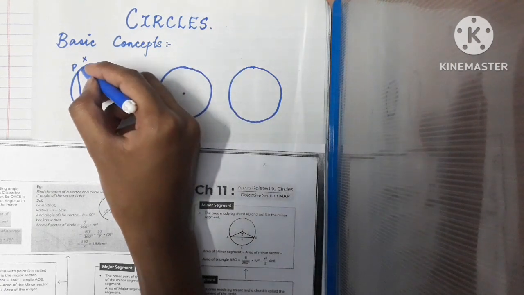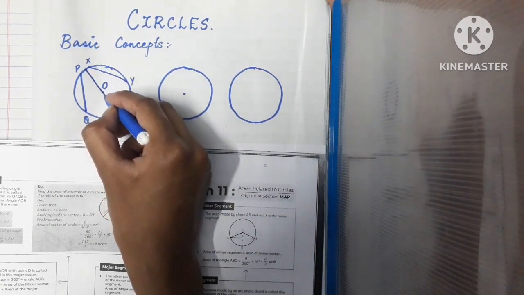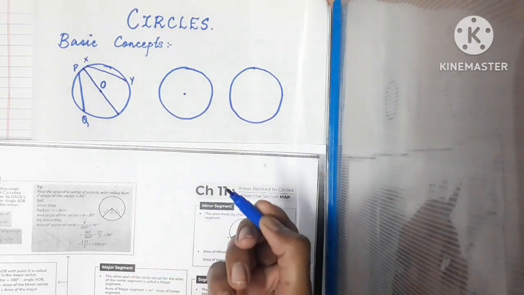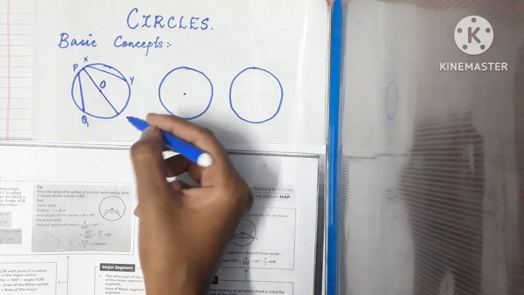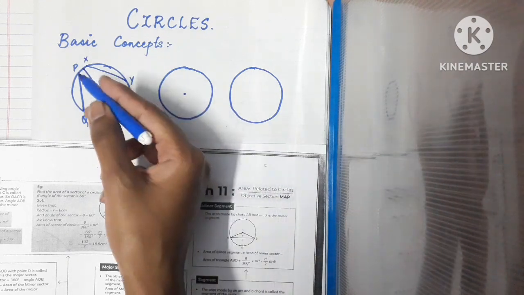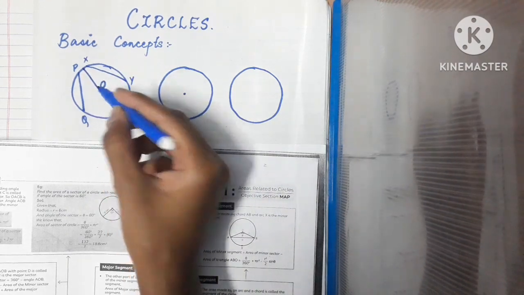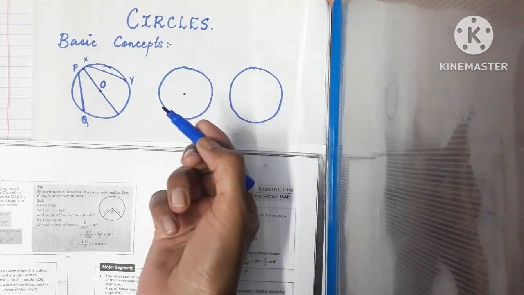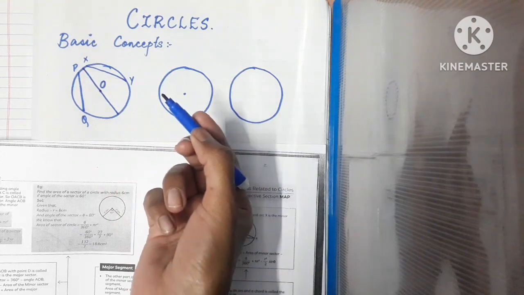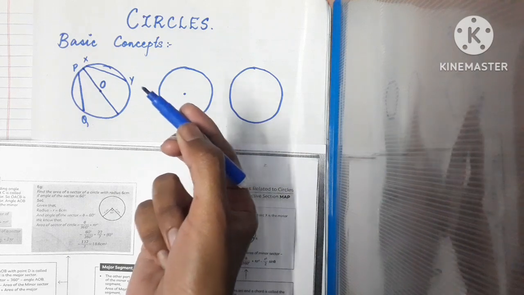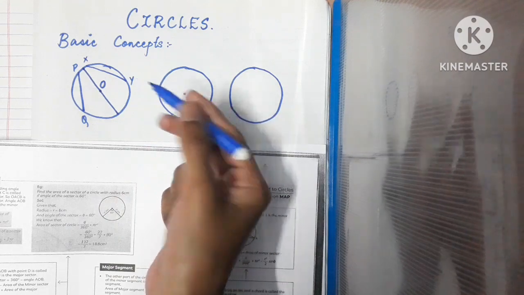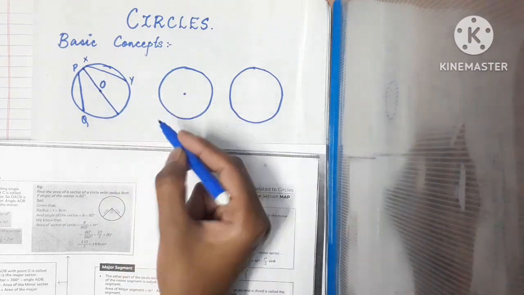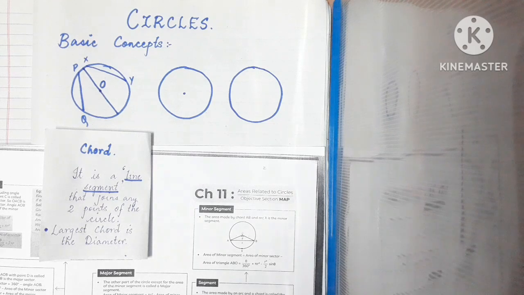Next, if I draw a chord that passes through the center of the circle, then this chord is the largest chord. And this chord is called the diameter. The chord that passes through the center of the circle is called the diameter of the circle, and in fact the diameter of the circle is the largest chord. Any other chord that you draw will be smaller in length as compared to the diameter. So I hope you got the point. What is the exact meaning of a chord?